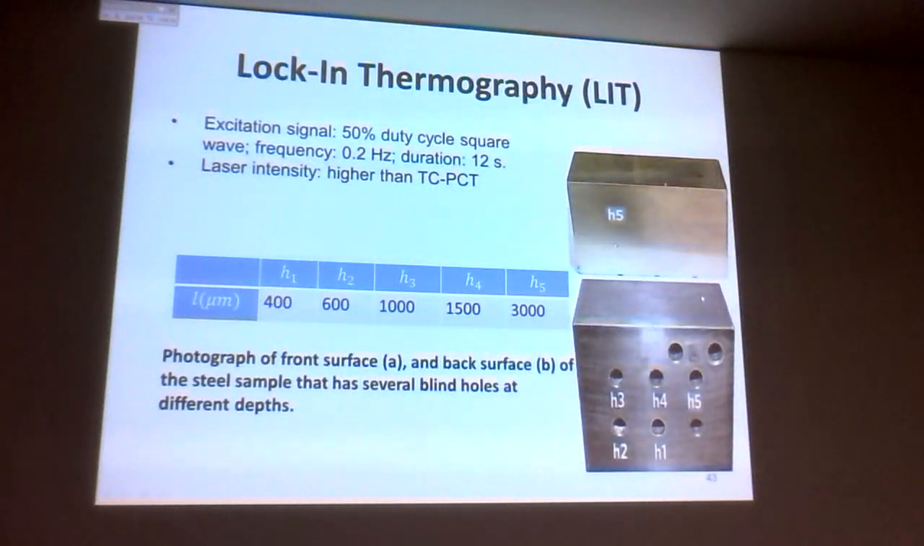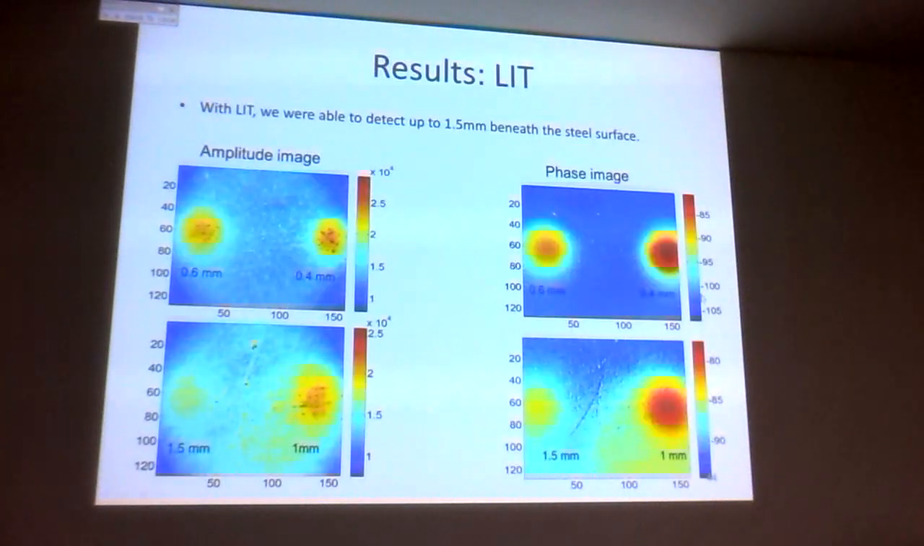But now I said, if you look in thermography, again the same thing, single frequency, 0.2 hertz, then we can see up to 1.5 millimeter beneath the steel surface. So amplitude, these are different holes here, so I can see the amplitude image and the phase image. Anything below 1.5 millimeters you can't see. Before I show you, it's down to 3 millimeters.